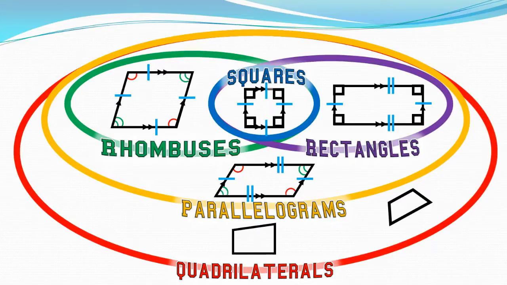Using and understanding these individual properties helps us find missing sides, missing angles, and that helps us determine the perimeter, the area, and any missing values that we may need to find within any of these quadrilaterals.